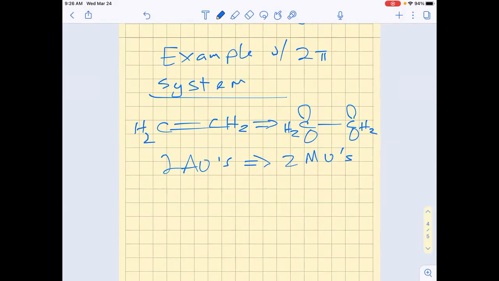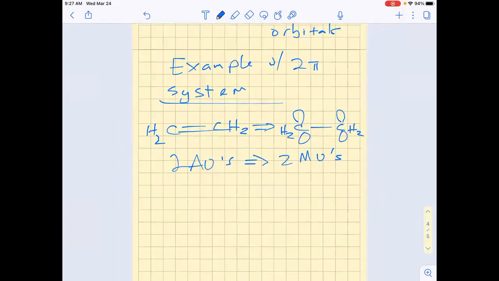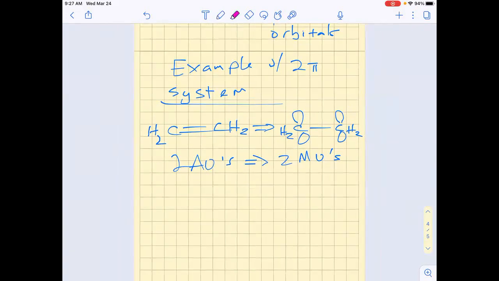So how many p's do we have right here? We got 2 p's. You agree with that? Yes. So we got 2 p's. The p orbitals, we call those atomic orbitals. We haven't mixed them or combined them with anything. They're just atomic orbitals. They're orbitals that sit on that atom.